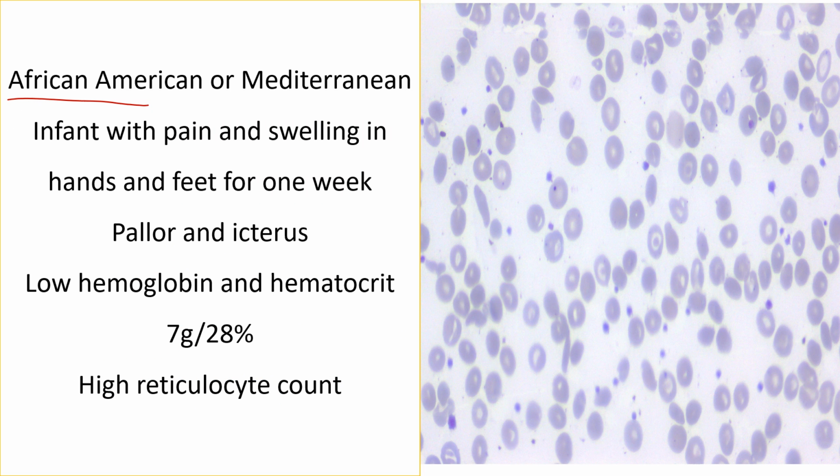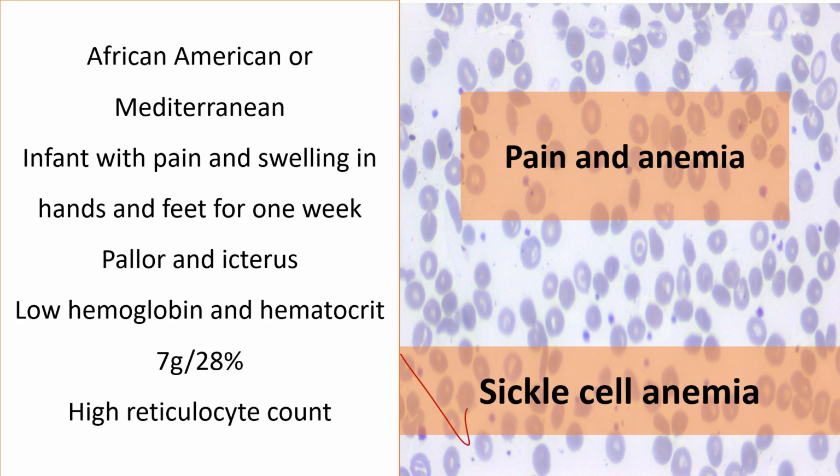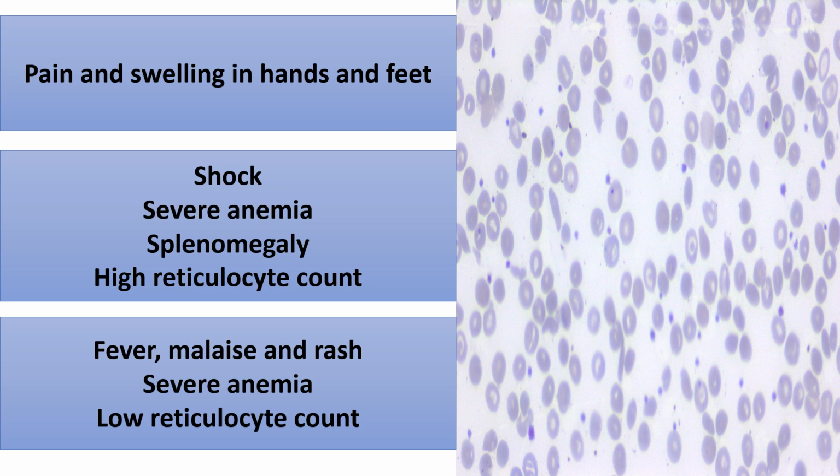An African American or Mediterranean infant presenting with pain and swelling in hands and feet for 1 week is having pallor and icterus, looking pale and yellow, low hemoglobin 7 grams, low hematocrit 28%, and a high reticulocyte count. You are looking at the peripheral smear showing elongated red blood cells, target cells, and red blood cells with Howell-Jolly bodies. What is the most likely diagnosis? Sickle cell anemia. The buzzwords here are pain and anemia. Buzzwords in cases of sickle cell anemia.